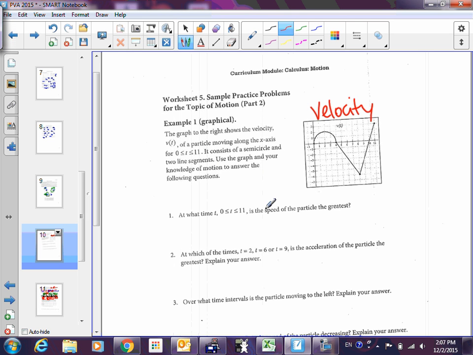So at what time is the speed of the particle the greatest? I want you to see if you can come up with an answer and write it down. So it says x of t is position. X of t would be position. As would y of t.